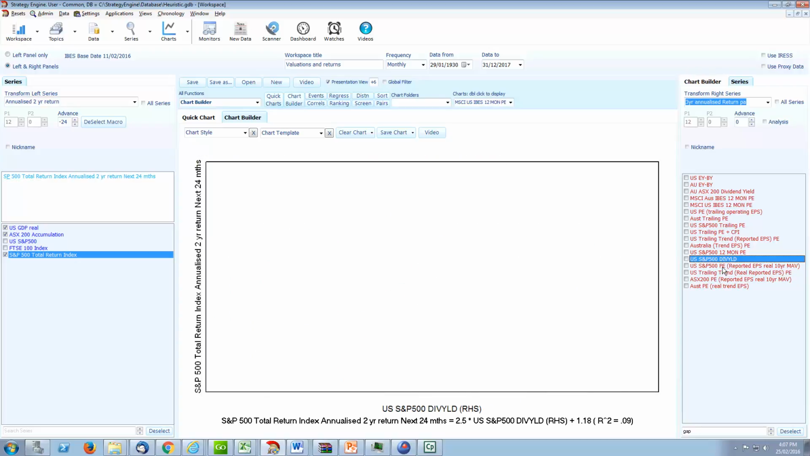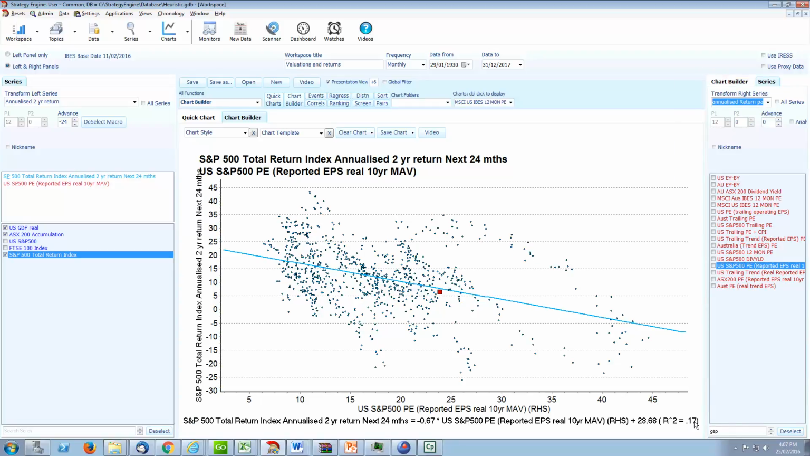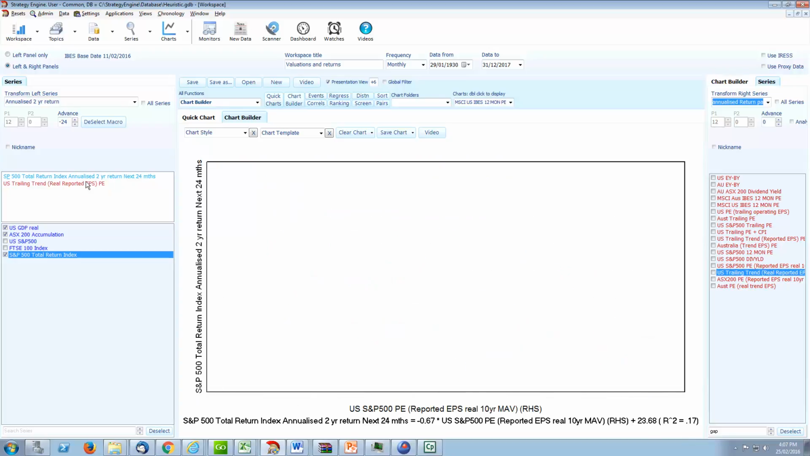And if we start using a Shiller or a CAPE PE, you can see there now that the R squared has increased, but it's still quite a low 0.17. And then using a trailing trend PE, so not a 10-year but a long-term regression, you still get quite a low outcome. So very similar results once again.